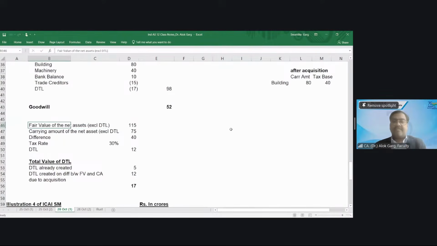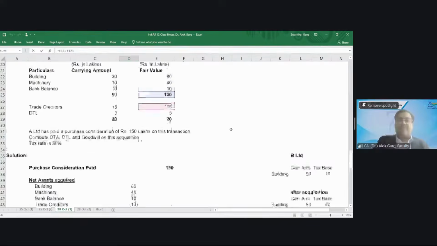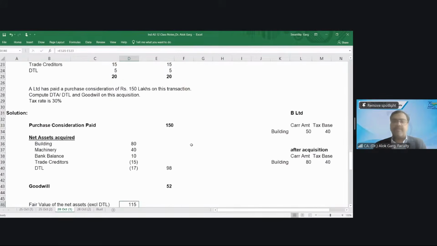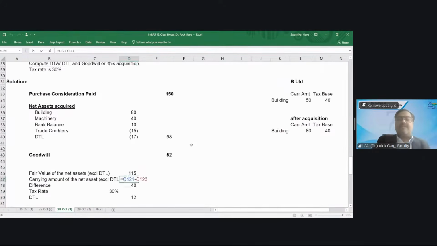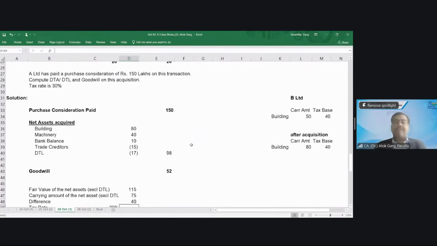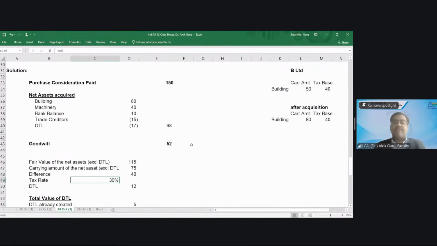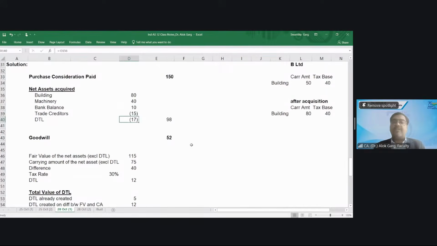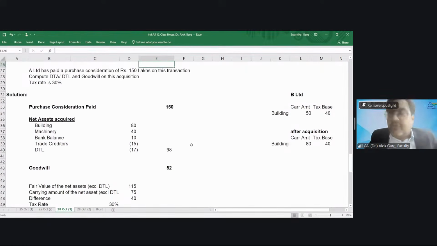Fair value of the net assets excluding DTL. What is my fair value of net assets? 130 minus 15. Then my carrying amount of the net assets excluding DTL: 90 minus 15. What is the difference? 40 is the difference. What is my tax rate? 30%. 12 is my deferred tax liability. DTL already created 5, DTL additionally created 12. What is my total DTL? 17. So this DTL will be 17 and this is my fair value of net assets acquired. Goodwill has to be 52. So goodwill has to be created after creating your additional DTA or DTL.